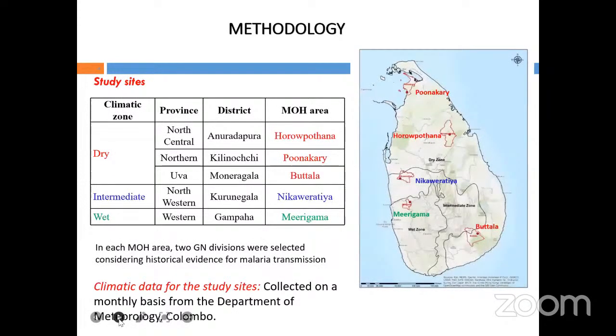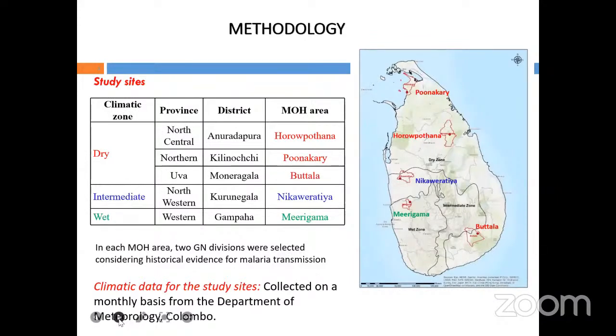The study was carried out in 5 study sites representing the 3 climatic zones of Sri Lanka, and of the 5 study sites, 3 were located in the dry zone. The first one was in Horowpathana MOH of Anuradhapura district, the second study site of the dry zone was in Punakari MOH of Kilinochchi district, and the third study site of the dry zone was in Buttala MOH of Monaragala district. The other 2 sites were the Nikaweratiya MOH of Kurunegala district representing the intermediate zone, and Mirigama MOH of Gampaha district representing the wet zone.